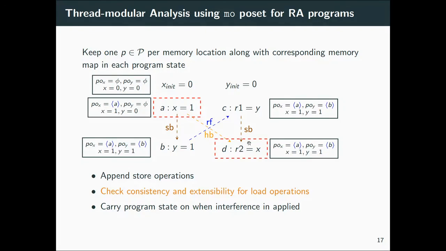When we analyze D, the consistency and extensibility checks tell us that the effect of A is already in the modification order. Hence, a read of variable x here should observe the result of A or any later write. In other words, we can say that the value of x cannot be read from init in this program state.